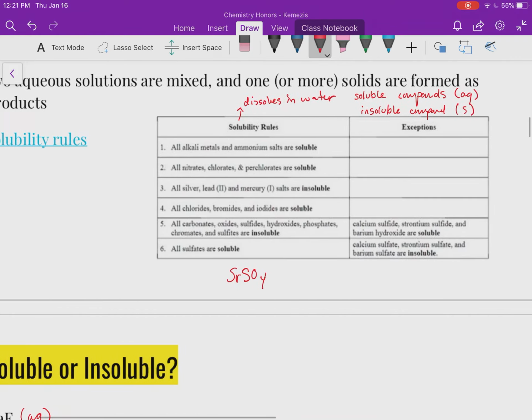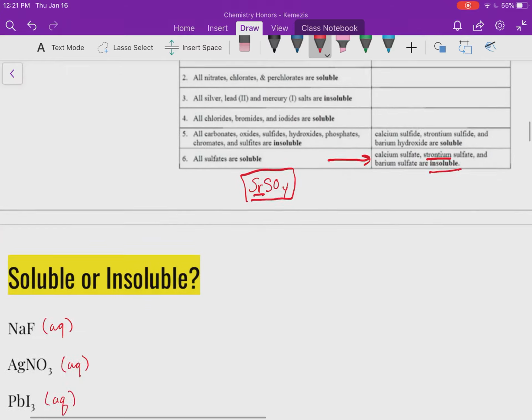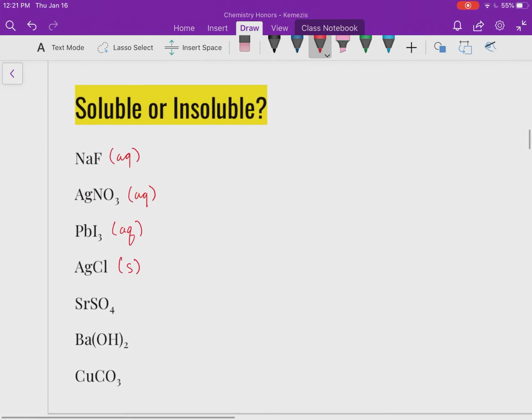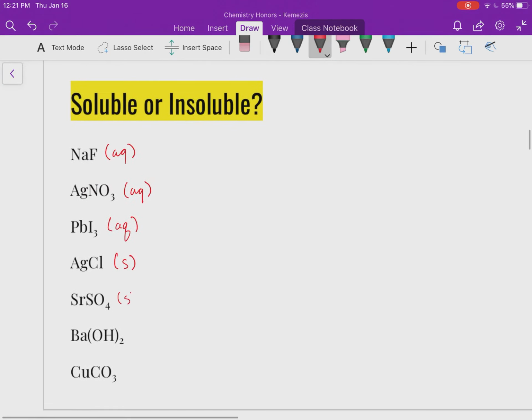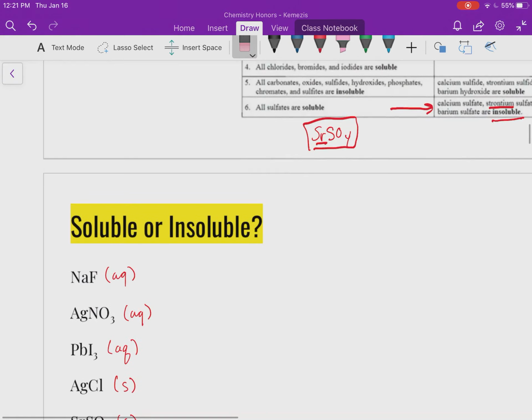rule 6. It says all sulfates are soluble, and if we look to the right, there is actually an exception to that rule. Calcium sulfate, strontium sulfate, and barium sulfate are insoluble. So most sulfates are going to be soluble except for these 3, and we happen to have one of those exceptions, strontium sulfate. So we're going to read this as strontium sulfate is insoluble, and insoluble means that it is a solid. Okay, so that's how we use our solubility rules.